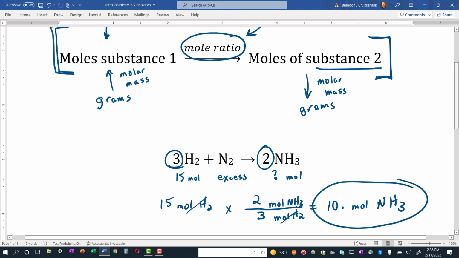Okay? So that calculation, using the mole ratio to go from moles of one substance, in this case hydrogen, to moles of another substance, in this case ammonia, we just apply the balancing coefficients, the mole ratio, to get from one to the other. Okay, focus on that.